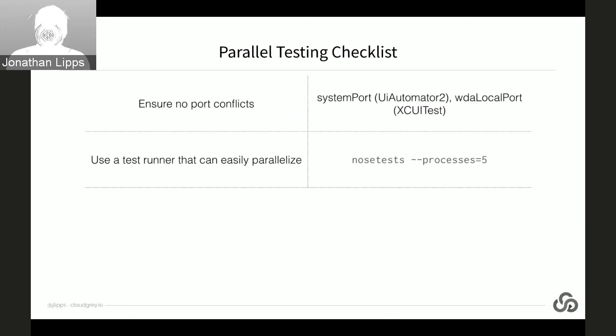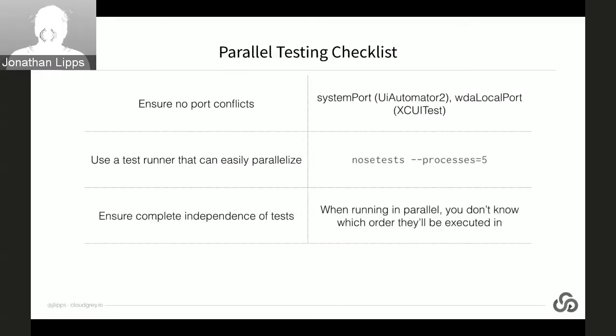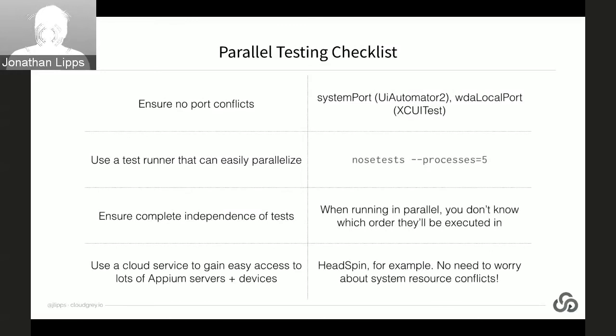Make sure you use a test runner that can parallelize successfully, like nose, for example, in the Python world. Your tests need to be completely independent of each other because you don't know what order they'll be executed in. And finally, to gain access to lots of servers and devices that you can use to run in parallel, it's great to use a cloud service. HeadSpin is one great example. And with HeadSpin, of course, you don't need to worry about things like system resources, because they've got that all set up on their end, so you don't have to worry about unique ports for different instances of Appium sessions.